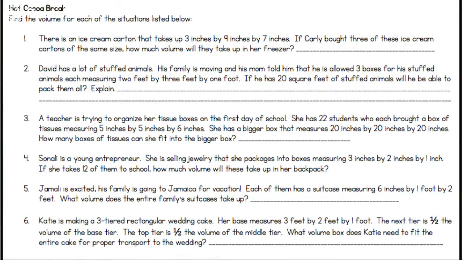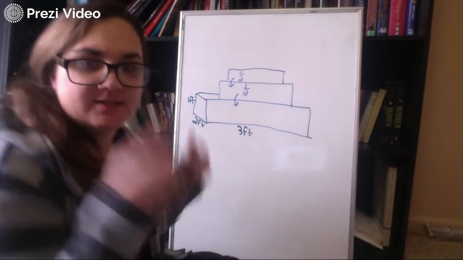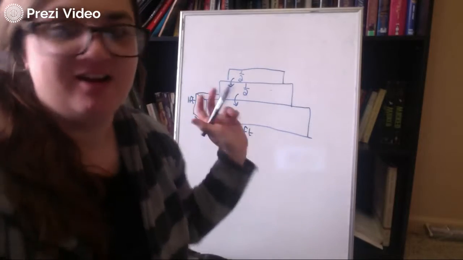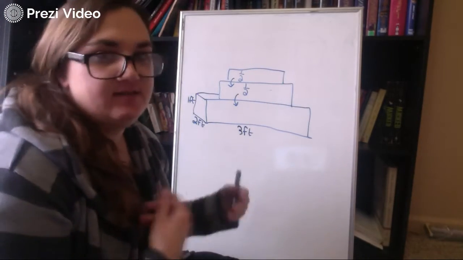So the base of this wedding cake is 3 feet by 2 feet by 1 foot. So we're going to go 3 feet by 2 feet by 1 foot. Now again, I drew it this way. If you put the dimensions somewhere else, guess what? It doesn't matter. Because of multiplication and how it works, we can still calculate the volume.